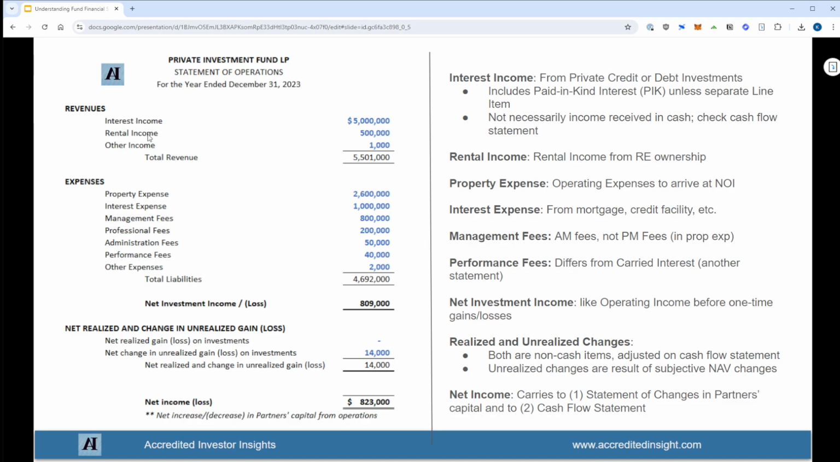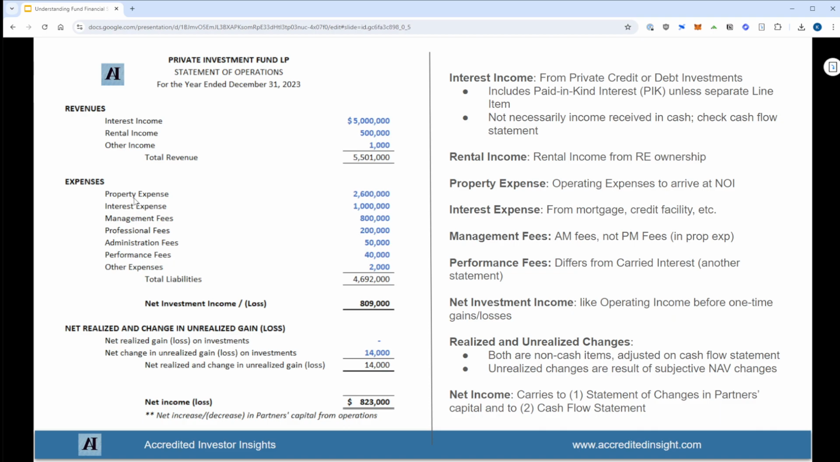And next, rental income, pretty self-explanatory. You'll typically see this for a real estate private equity fund, for the rental income on the properties. Overall, with the total revenue, it's important to remember the income may not always be received in cash, and we use the cash flow statement later to assess that. It helps us understand how healthy the cash conversion of the fund is. In the expenses section below, first the property expenses.